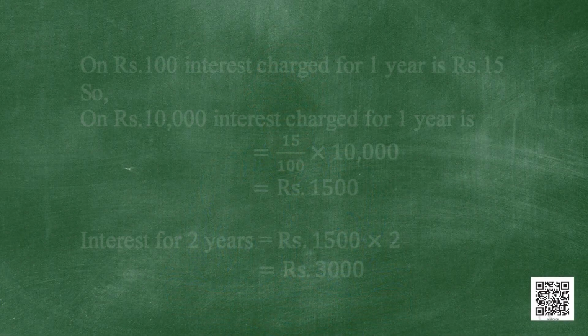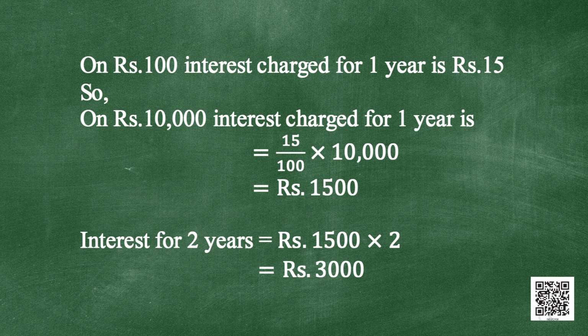Students, note that one can also solve this problem without using the formula. So, let us try to solve in that way. Observe that on rupees 100, interest charged for 1 year is rupees 15. So, on rupees 10,000, interest charged for 1 year is 15 by 100 multiplied with 10,000, that is equal to rupees 1,500. Make a note that this is the interest on rupees 10,000 for 1 year, but then we wanted to calculate for 2 years.